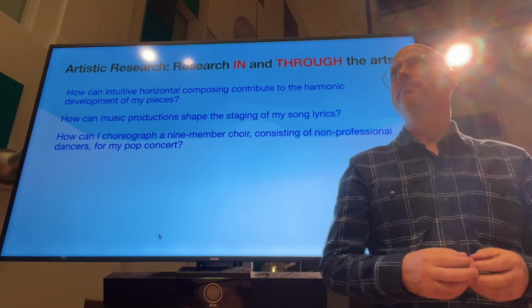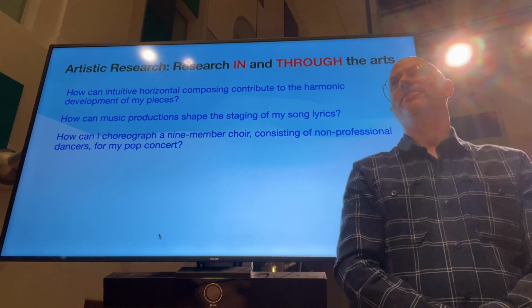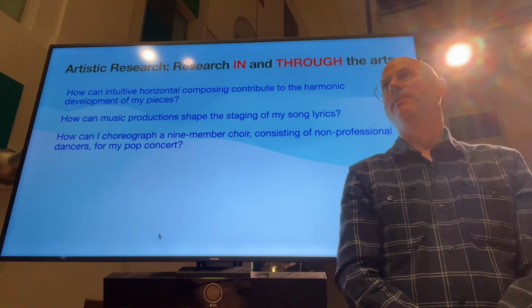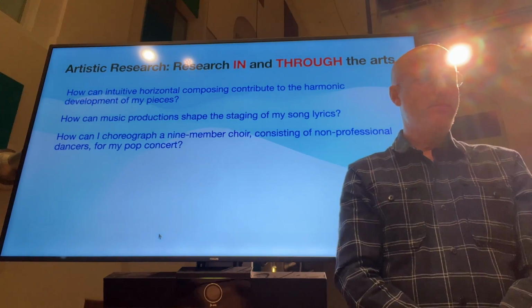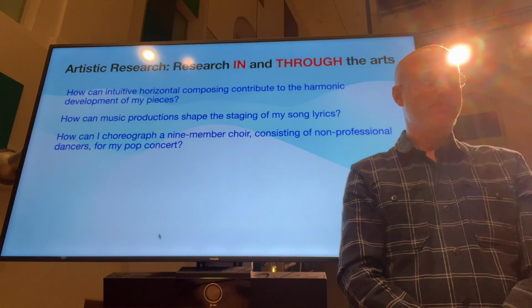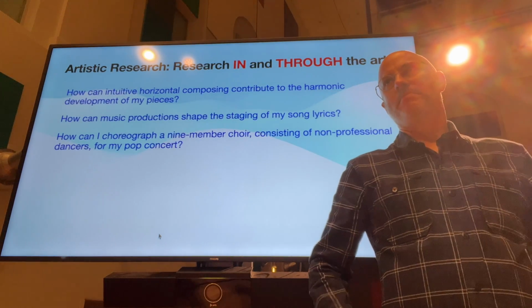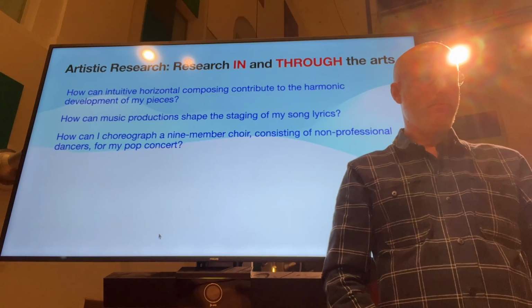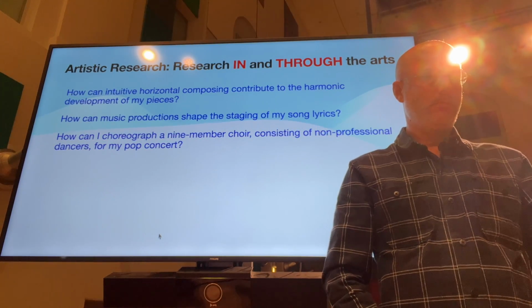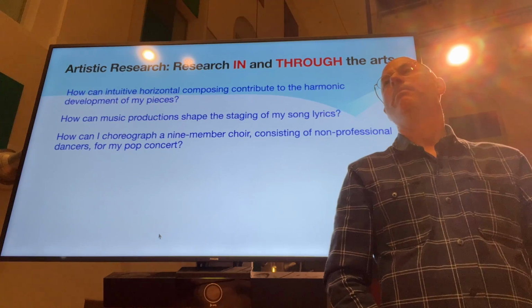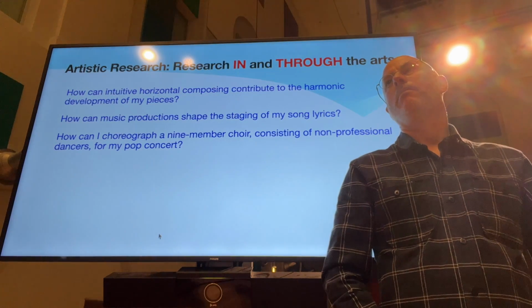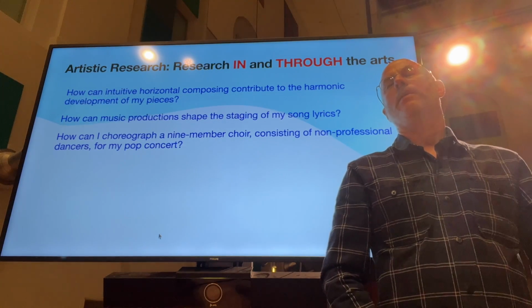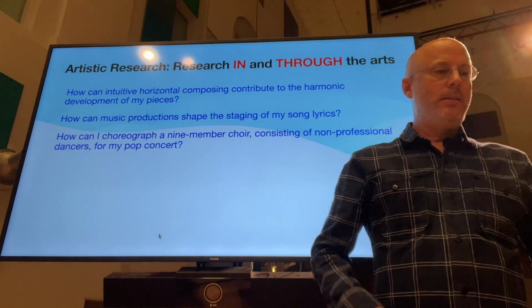Yeah, what's your name? Daniel? Daniel. What about extraneous, what they would call confounding variables? So in this question, it's if A and B, therefore C, or if A, therefore B. What if you think that music production shapes the staging of your song lyrics, but actually it's something else which shapes the staging of your song lyrics? And in one case, you don't realize what the other thing is, and in another case, you realize what it is, so that becomes your first A. What about that?